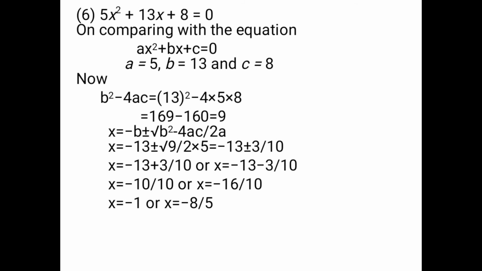X is equal to minus b plus or minus under root b square minus 4ac divided by twice a. X is equal to minus 30 plus or minus under root 9 divided by 2 into 5 is equal to minus 30 plus or minus 3. 9 square root is 3 divided by 10. X is equal to minus 30 plus 3 divided by 10, or x is equal to minus 30 minus 3 divided by 10. Therefore x is equal to minus 10 by 10, or x is equal to minus 16 by 10. Therefore x value is minus 1, or x value is minus 8 by 5.